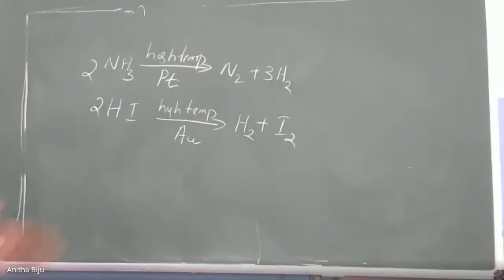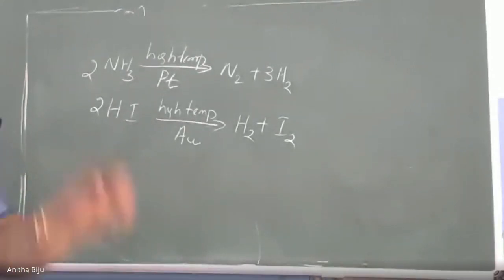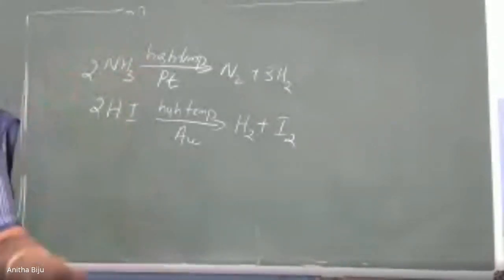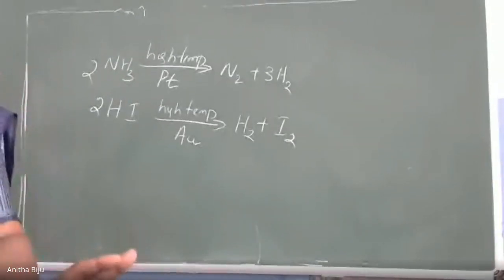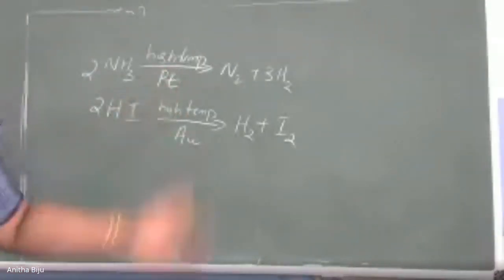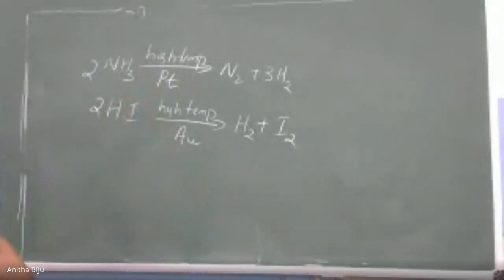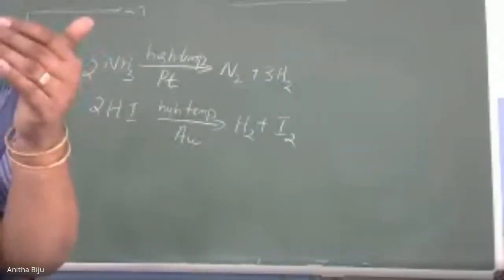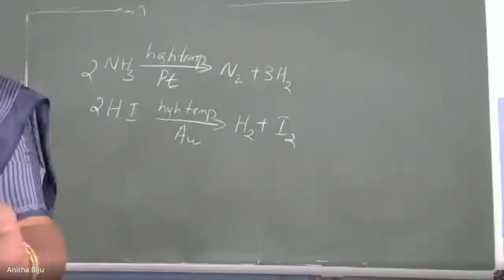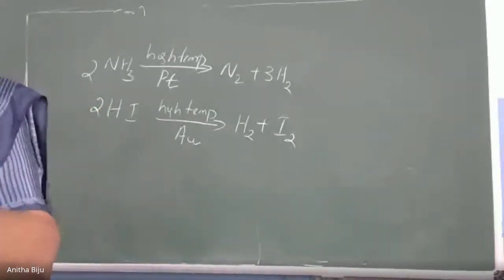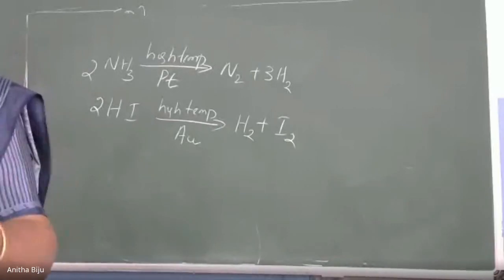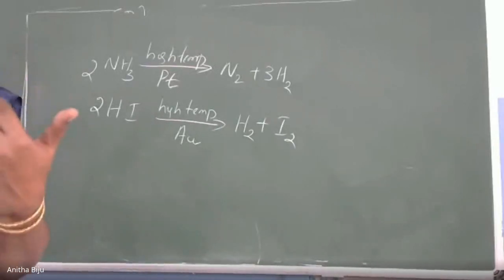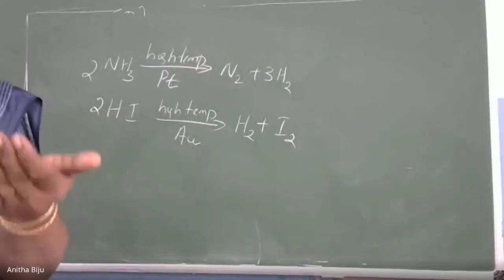Got it? This is all about zero order reaction. Every point is important. Derivation is important, half-life period is important, graphical representation is important, and examples are also important. In these two examples, you can see that the reaction takes place on the surface of the catalyst. Nothing is retained on the surface. As long as the surface is available at high temperature, the reactant undergoes decomposition, immediately forming the corresponding products. That is why the order of the reaction is zero.